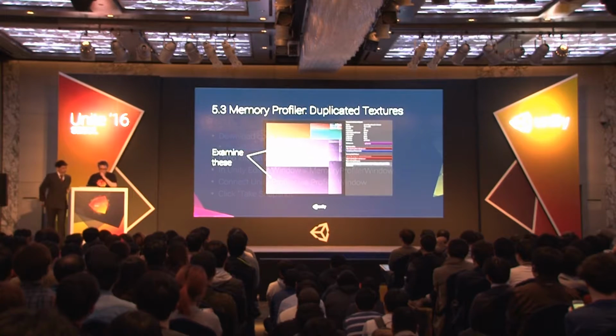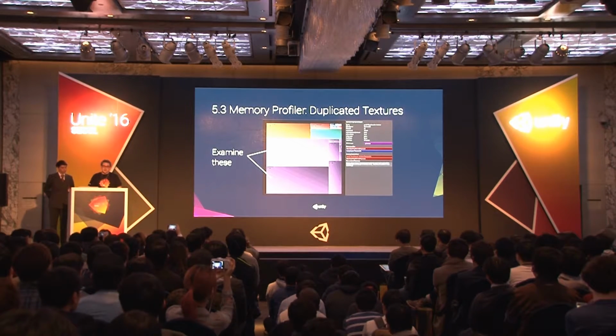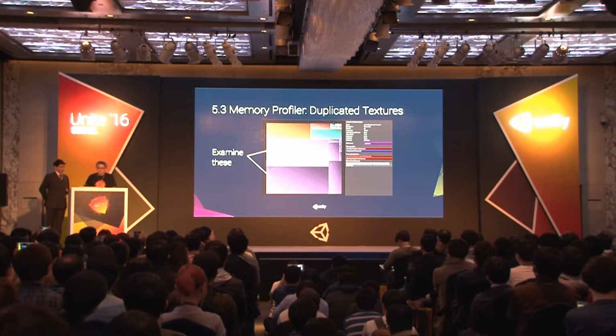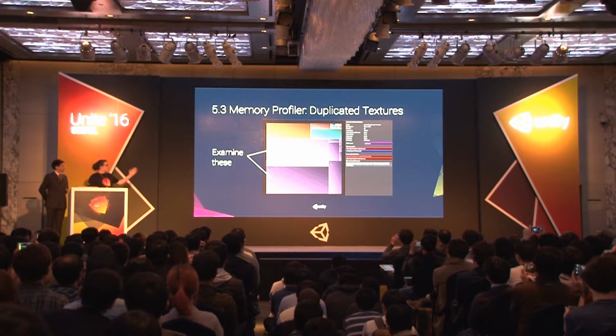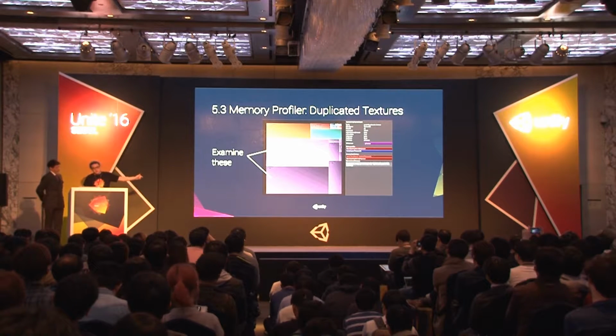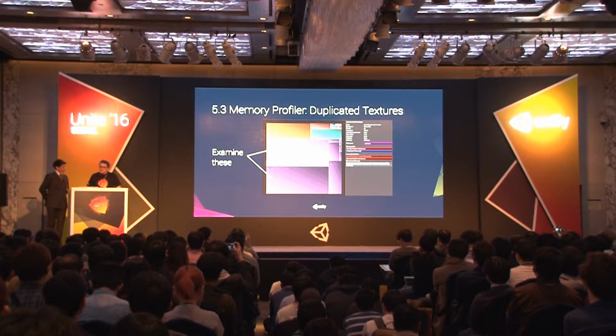So let's look at a couple of use cases. These are very common. I see them a lot in the wild, and they're very easy to fix. So let's start with duplicated textures. We have two textures on screen here. They're both the same, but unfortunately there's no way for me to show that on one slide.